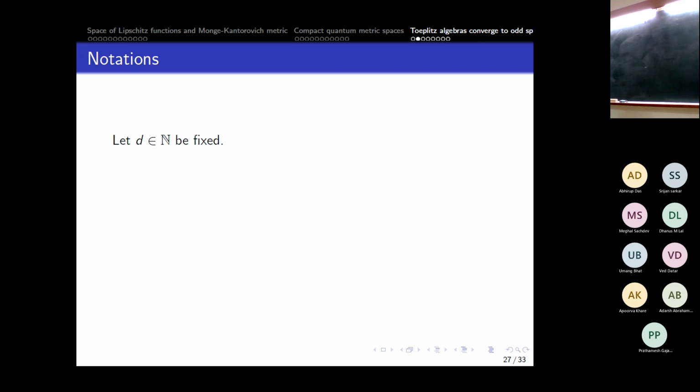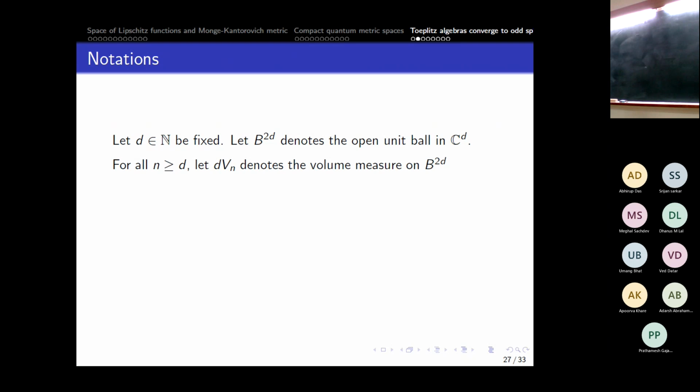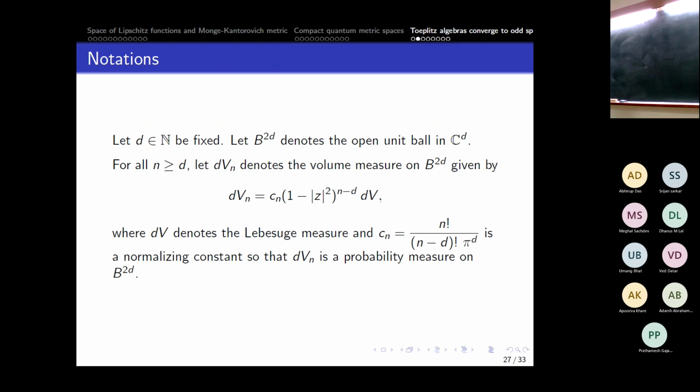Let d be any natural number. Let B^2d be the open unit ball in C^d. Then we can define a volume measure on B^2d. In fact, for any n greater than or equal to d, we can define volume measures, which are given by this formula: c_n (1 - |z|^2)^(n-d) dv. And what is c_n? It's just a normalizing constant, so that this dv_n is a probability measure.